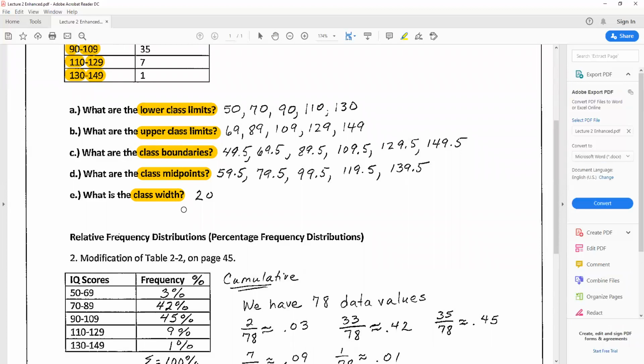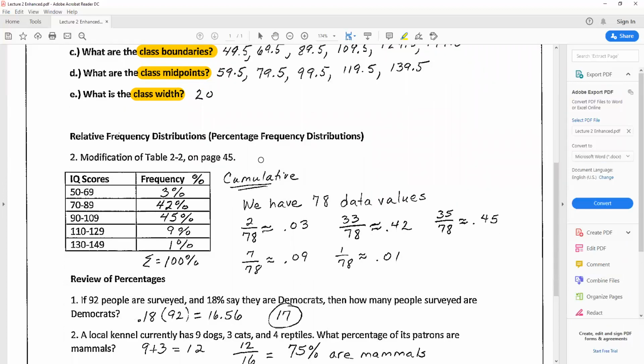Okay. Number 2. Whenever you hear relative frequency distribution, you know you're going to have to do percentages. You're going to have to do percentages. And I'm not sure exactly why I have the word cumulative there, but please ignore that. So let's look at the percentages.